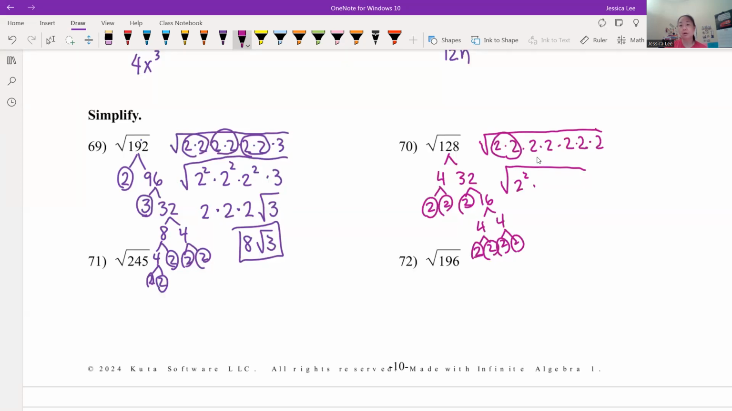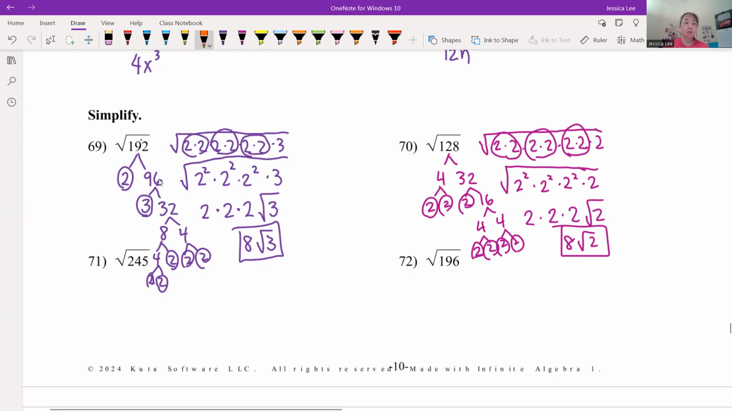So we have our perfect squares right here. We have our perfect squares right there. Another perfect square right there. And then just the 2. All right. So we know that the square root of 2 squared is 4, and the square root of 4 is 2. So that happens for all of those perfect squares. And this 2 doesn't have a pair, right? So it's not a perfect square. So 2 times 2 times 2 is 8 root 2. There it is. Smaller numbers.